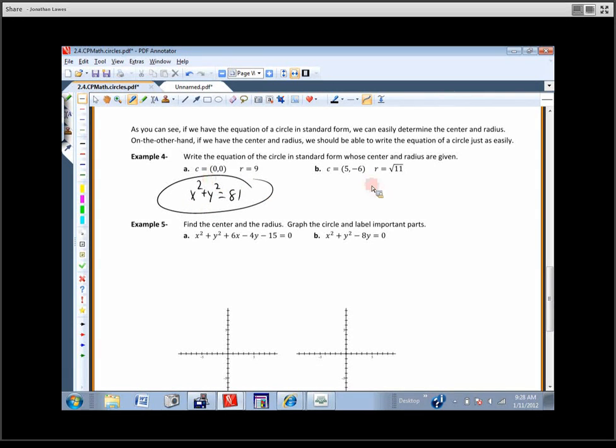So if the center is 0, then you don't have to write parentheses. No. X squared plus y. No, because it would be a little silly to write this. It wouldn't be wrong. It's just a little silly. Okay, just a little redundant.